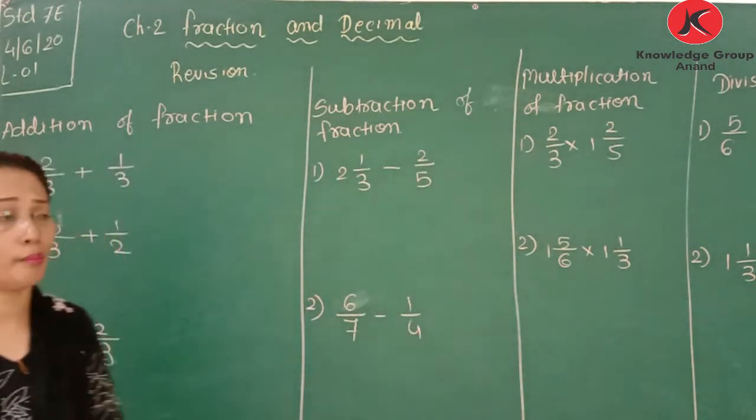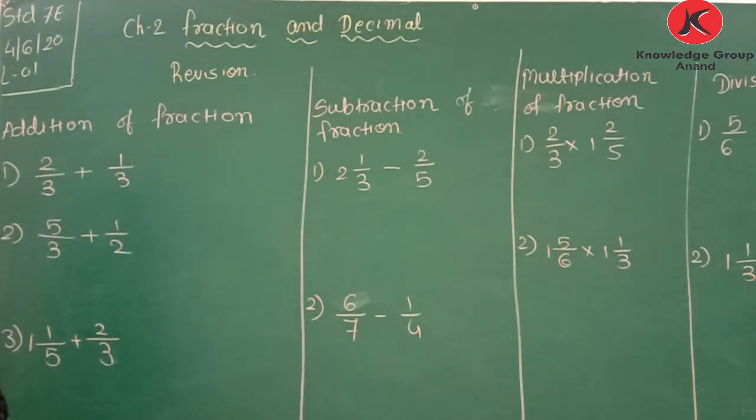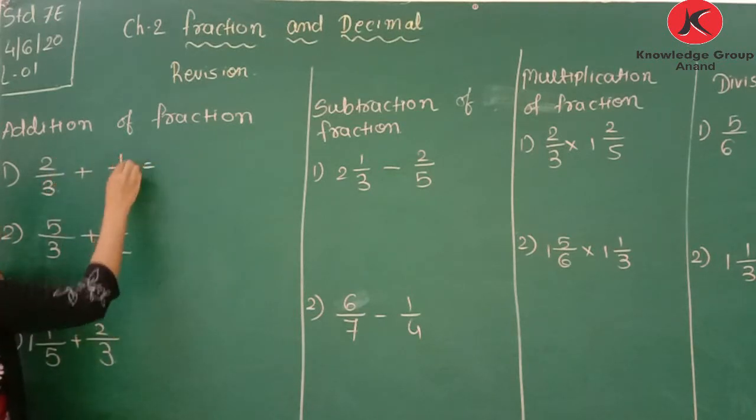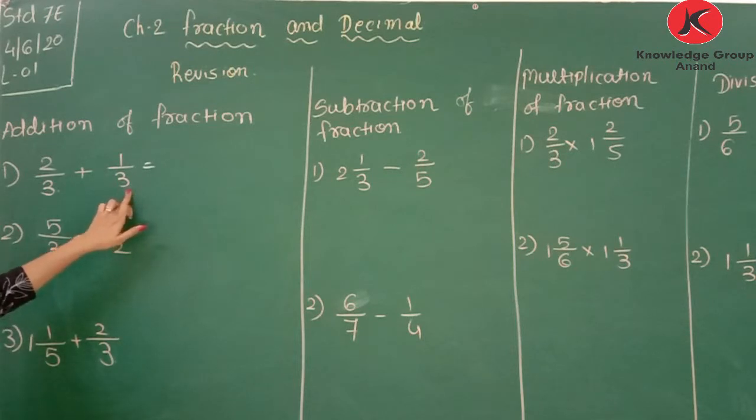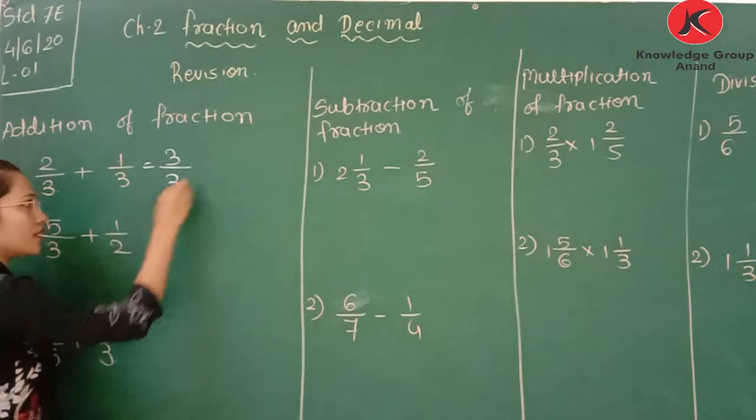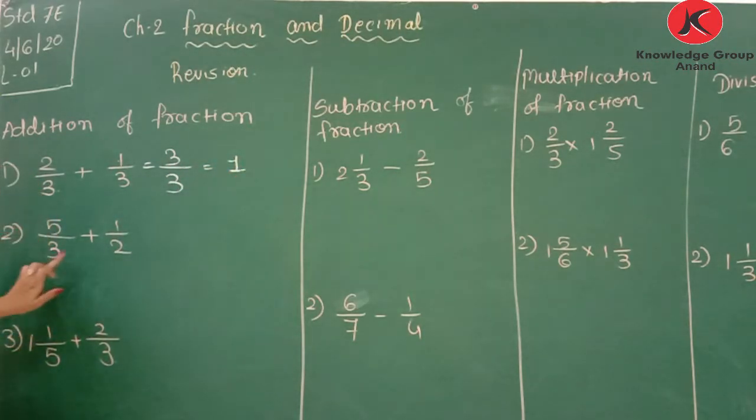So we will solve the methods we learned for a fraction, that is addition of fraction. First we solve addition of fraction. So here first is 2/3 and 1/3. Now here denominator is same, so you need to directly add the numerator. 2 plus 1, 3/3, that is 1.